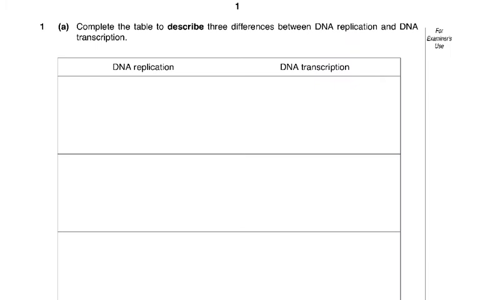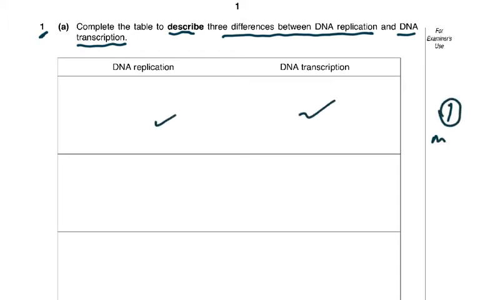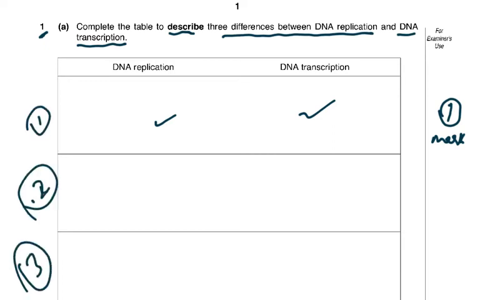As we start the discussion on question number 1: complete the table to describe 3 differences between DNA replication and DNA transcription. They've given you a table and you must give a comparative point to get 1 mark. Only a correct comparison gets the mark. So this is 1, 2, and 3 differences between DNA replication and DNA transcription.